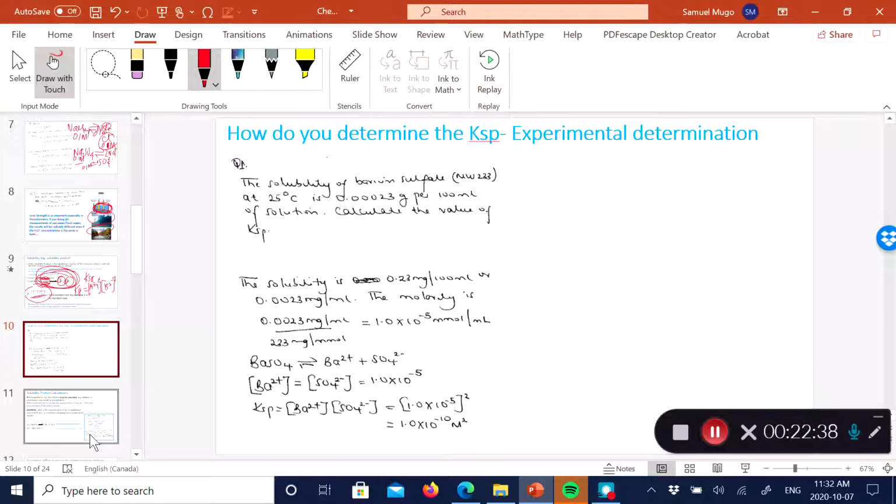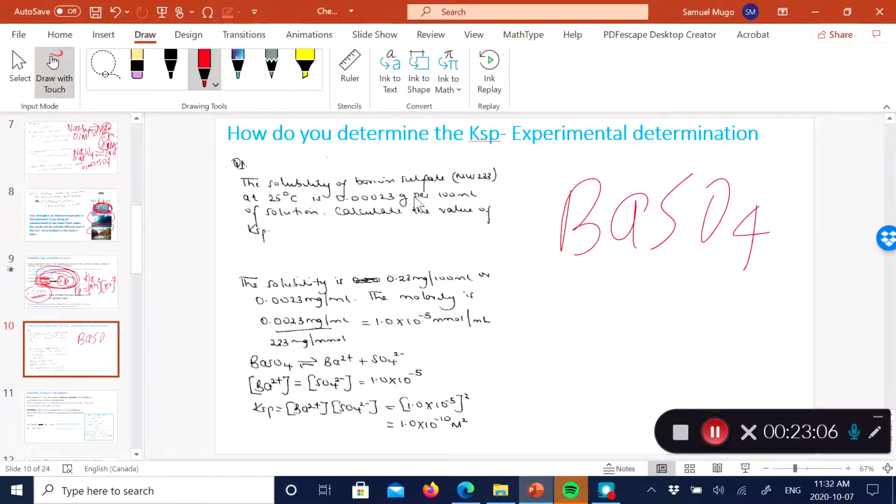So how do you determine the KSP? You guys have seen the KSP constants out there. How do you really determine it? How do people know the KSP? You do that experimentally. Assume you want to determine the KSP of barium sulfate, which is a salt, and the molecular weight of barium sulfate is 233 grams per mole.